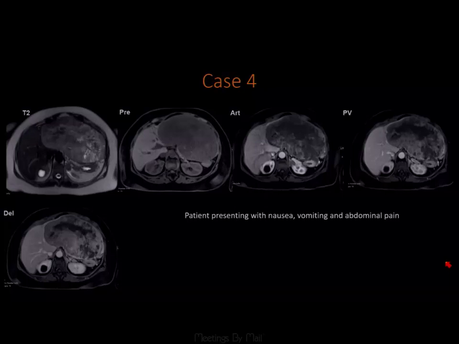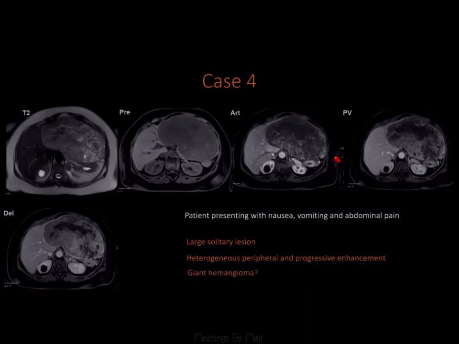All right, case 4. This patient presented with nausea, vomiting, and abdominal pain. You can see there's this large solitary lesion in the left hepatic lobe. It demonstrates heterogeneous peripheral and progressive enhancement, and you may be thinking this could be a giant hemangioma. This was actually misdiagnosed at our institution as a giant hemangioma.